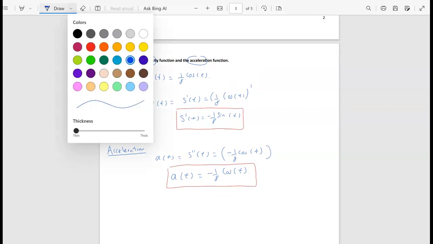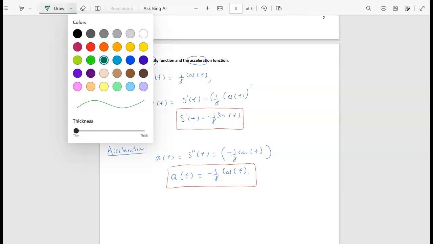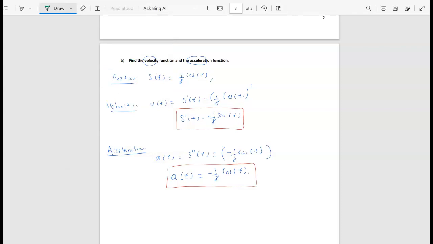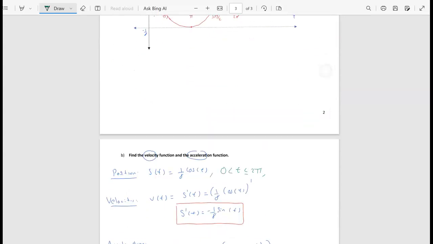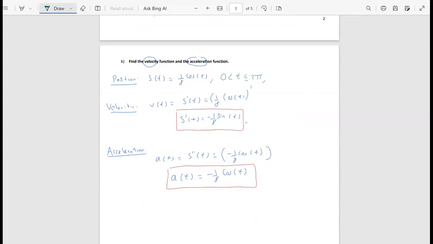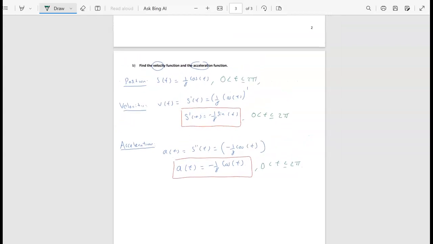Another aspect that some problems could ask for is the domain. Your position is only defined for values of t with 0 less than t less than or equal to 2 pi. I'm just going back to the domain that was given, and that's going to be the same for all the other ones. So 0 less than t less than or equal to 2 pi, and also 0 less than t less than or equal to 2 pi. That's it for this problem.